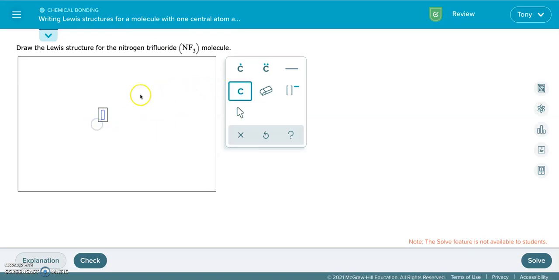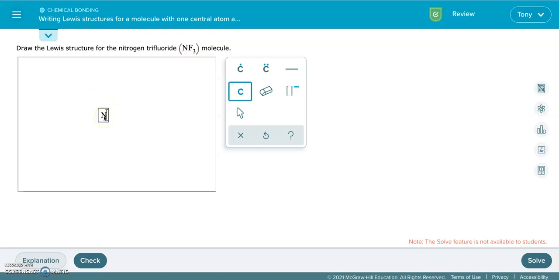My initial move here was actually just to start drawing the skeletal structure. I'm not paying attention to my own advice, but let's pause and actually count the valence electrons. Nitrogen should have 5 valence electrons. Fluorine is a halogen, so it has 7 valence electrons, and we've got 3 of those, so that's 21, plus 5. In our structure, we should end up with 26 electrons in our picture.